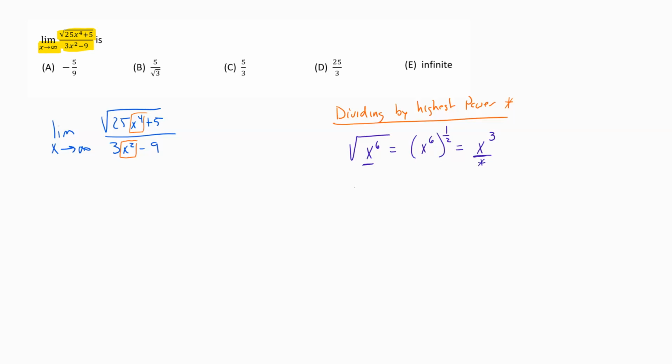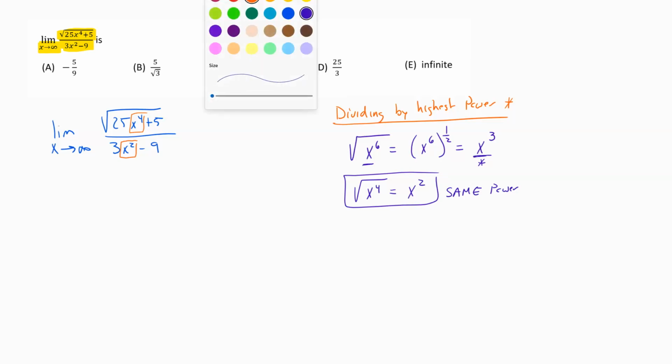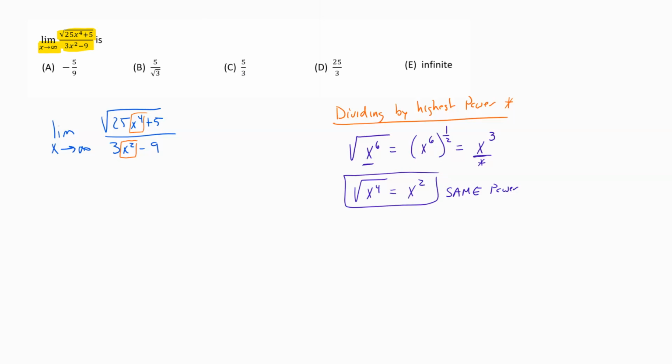So when I come to look at this problem right now, and I look at my x to the fourth on the inside, if I take that 1/2 power, that is the exact same thing as x squared. They are actually the same power. It's just one of them is what it looks like inside a square root, and one of them is what it looks like outside of the square root. So what that tells us when we go to do our method of dividing by the highest power of x is when I divide the pieces inside my root, I want to divide everything by x to the fourth. When I divide things outside my square root, I want to divide everything by x squared.